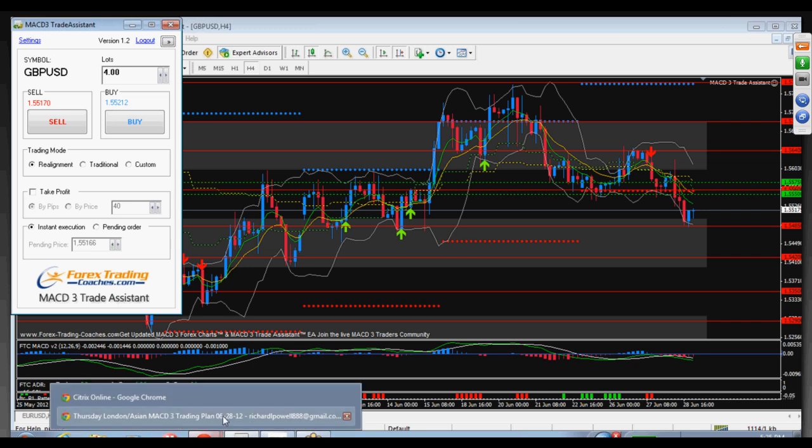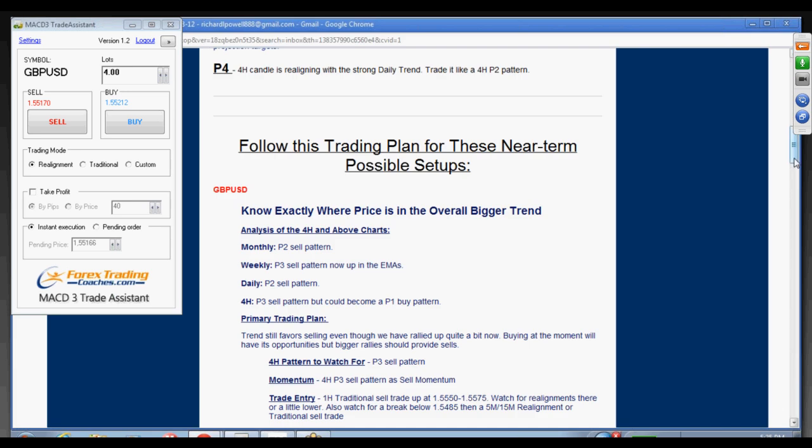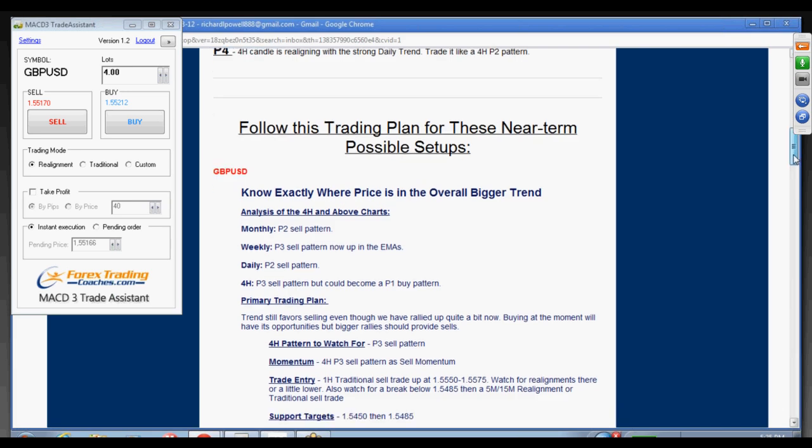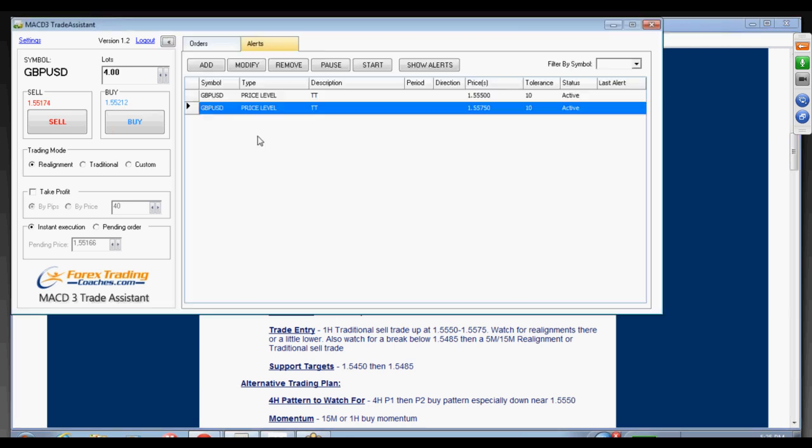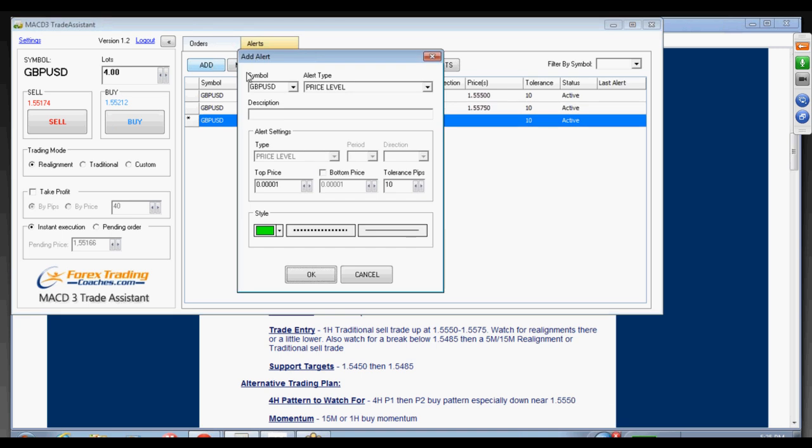Then what I do is I just keep rolling through here, and I like to also put in my support targets. So I do that, another add on the price level. And my code for that is T1. So that's my first target. I mark that in red.